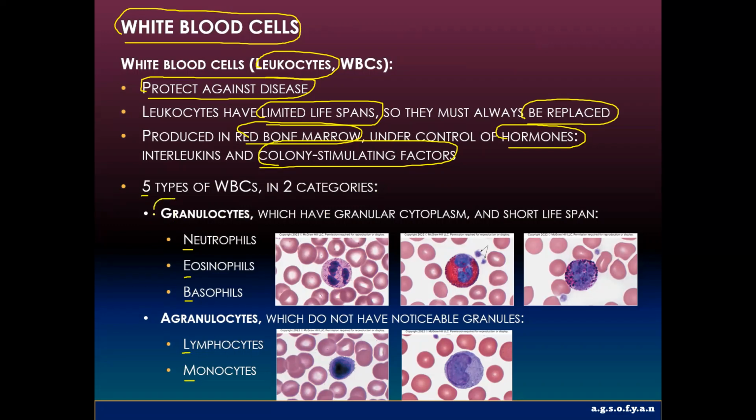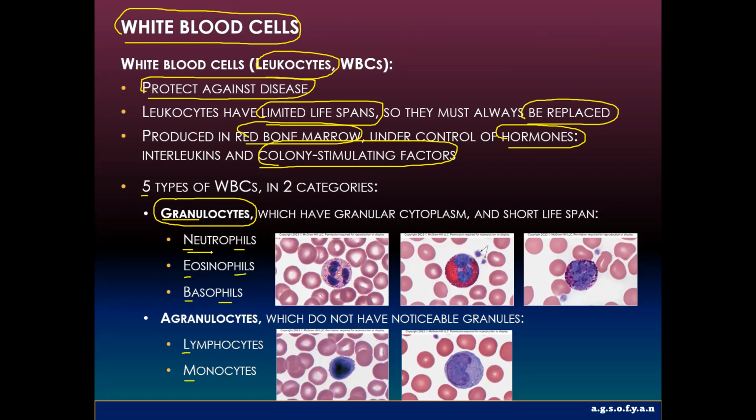The first one is called the granulocyte. Granulocyte means it has granules. It looks like a sand-like structure inside the cell. That's granule. There are 3 granulocytes: neutrophil, eosinophil, and basophil. So all of them end with phil. Phil means that it has granules.